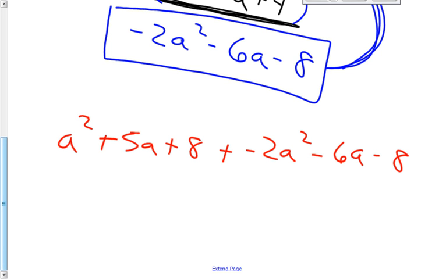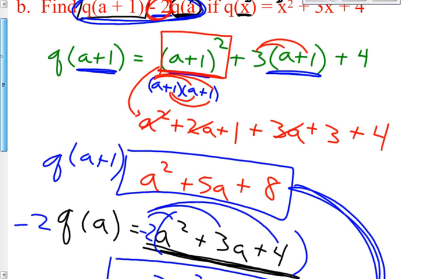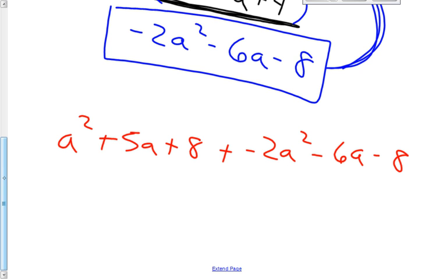Now, if you're kind of confused right now on why we would add instead of subtract, I realize that we're subtracting 2 times q of a, but because we already distributed the negative 2, we're now going to combine like terms, which just means add everything together.